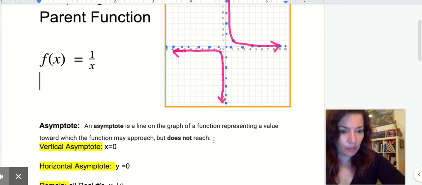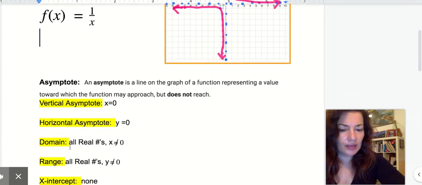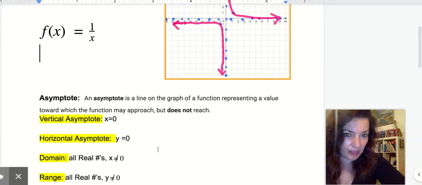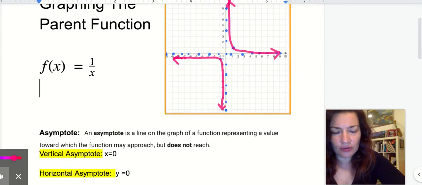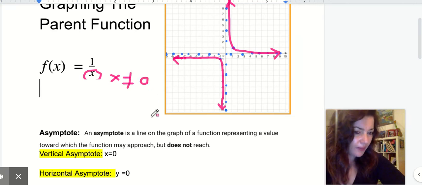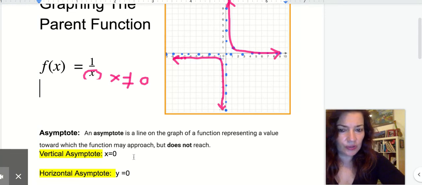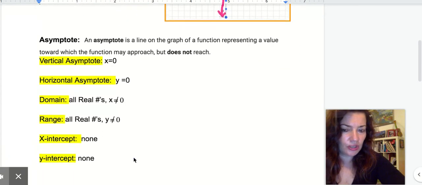Now, what does it mean for our domain? So looking at our domain, it's all real numbers where x cannot equal 0. So if you look over here, x cannot be 0 because we cannot divide by 0. So the domain is all x values except x cannot equal 0. Now, what is our range? Our range is all y values except y cannot equal 0.